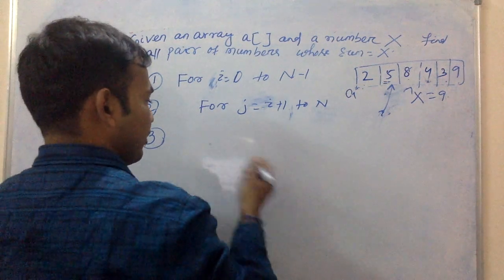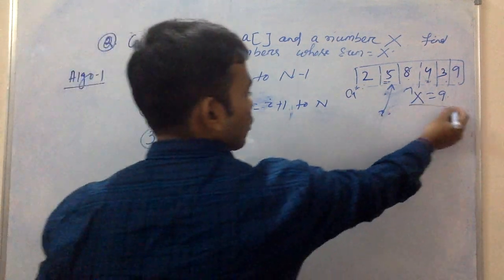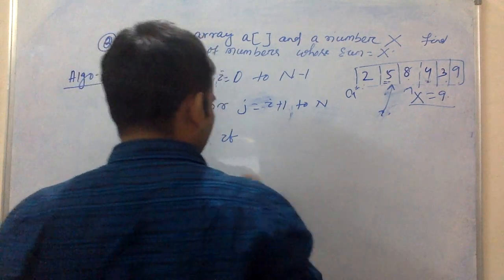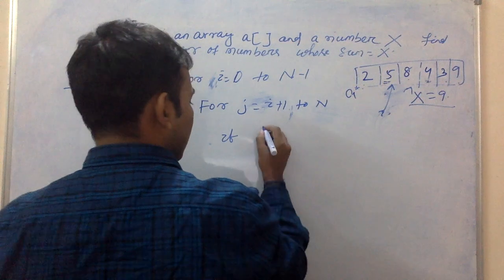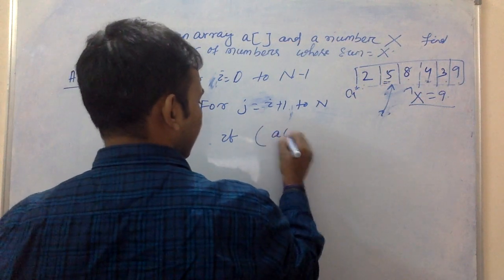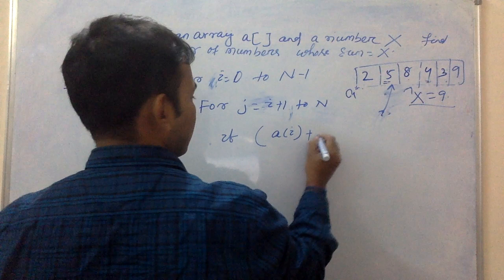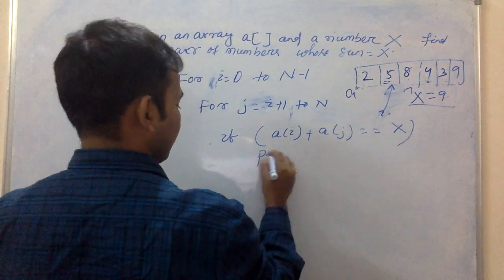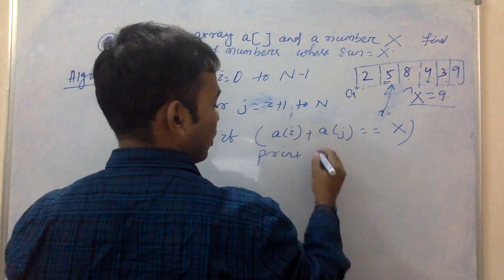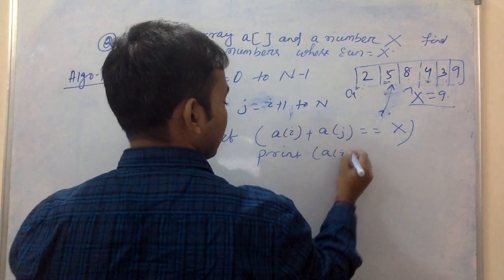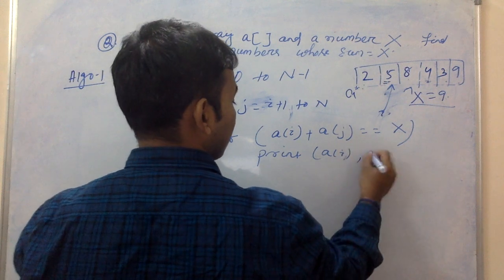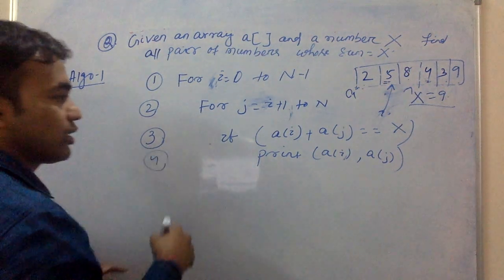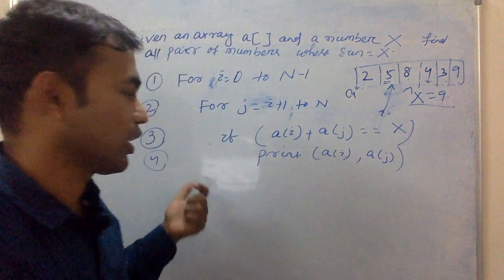What we need to do is check if the sum is x. If the sum is x, then we need to print that particular pair. So if a of i plus a of j equals x, then just print a of i comma a of j. I am writing the algorithm. This is the structure of my algorithm, that is the first algorithm.